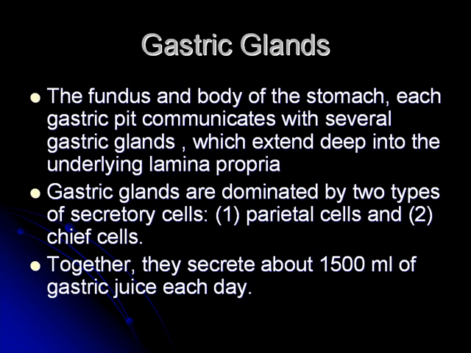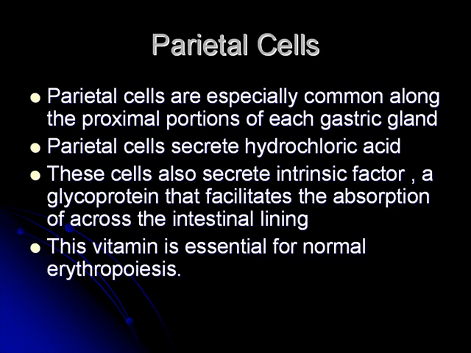There are gastric glands in the stomach as well. The fundus and the body of the stomach each have gastric pits which communicate with several gastric glands which extend deep into the underlying lamina propria. Gastric glands are dominated by two types, parietal cells and chief cells, both of which you should become familiar with. Together they secrete about 1,500 milliliters of gastric juice each day.